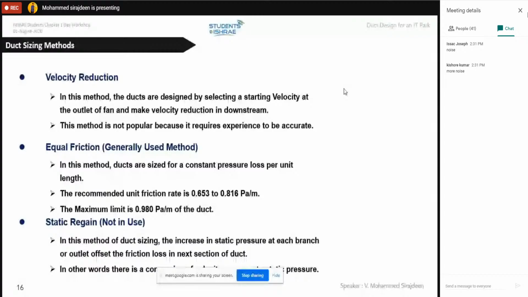So we can save the duct cost, initial installation cost, supply cost, section cost, everything. But if you are increasing the pressure, the amount will be added to the fan. So we will not use the velocity reduction method or the static regain method. Generally we will go with the equal friction method.